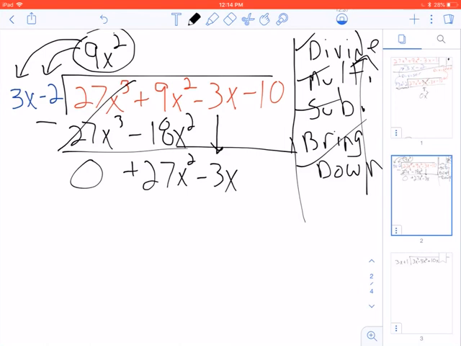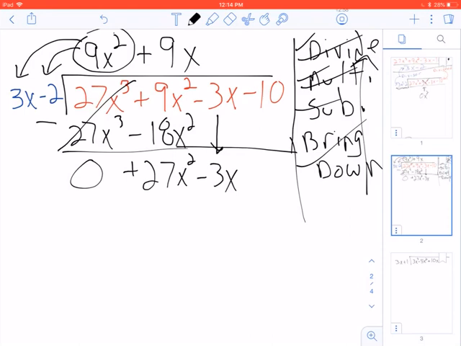So now I'm going to divide 3x into 27x squared. So 27x squared divided by 3x is going to give me positive 9x. 27 divided by 3 is again 9. And x squared divided by x gives me x. And now I've completed the divide step again, so now I have to multiply again.